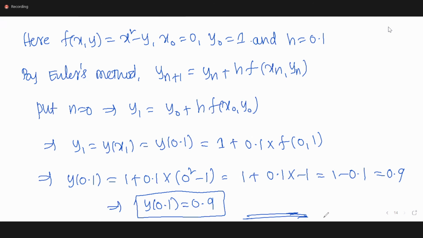Suppose we find y2. Y2 means y1 plus h into f of x1 comma y1.